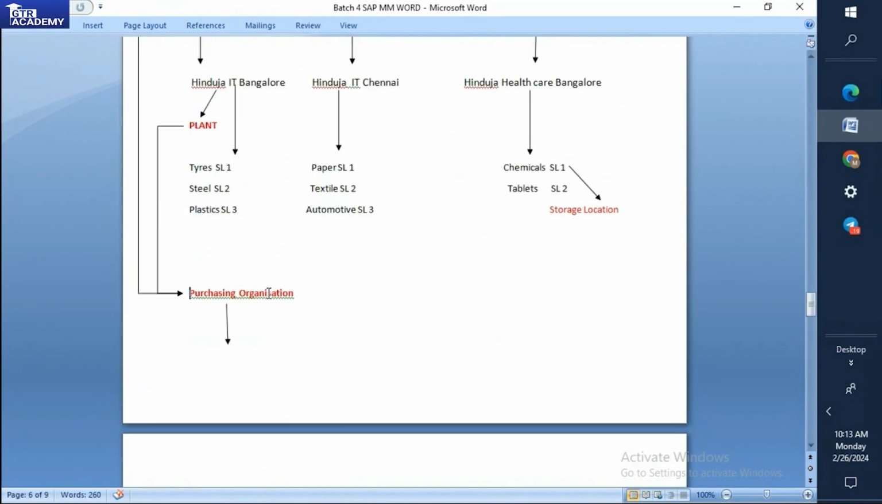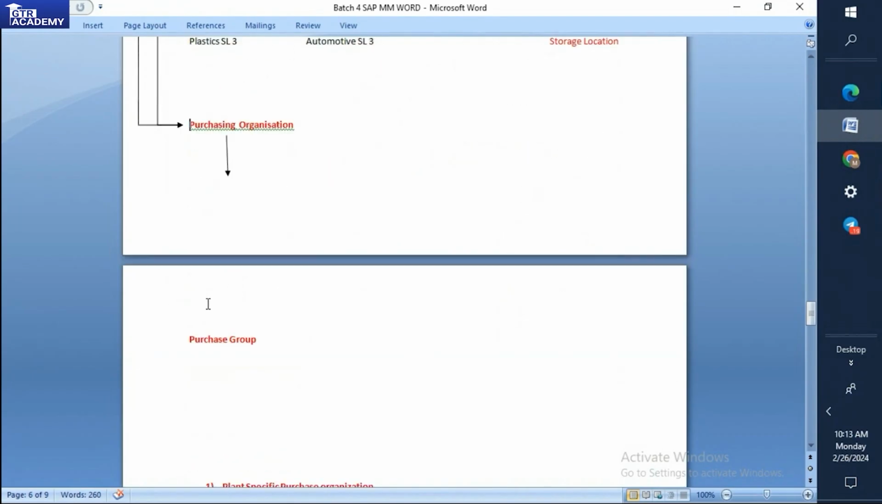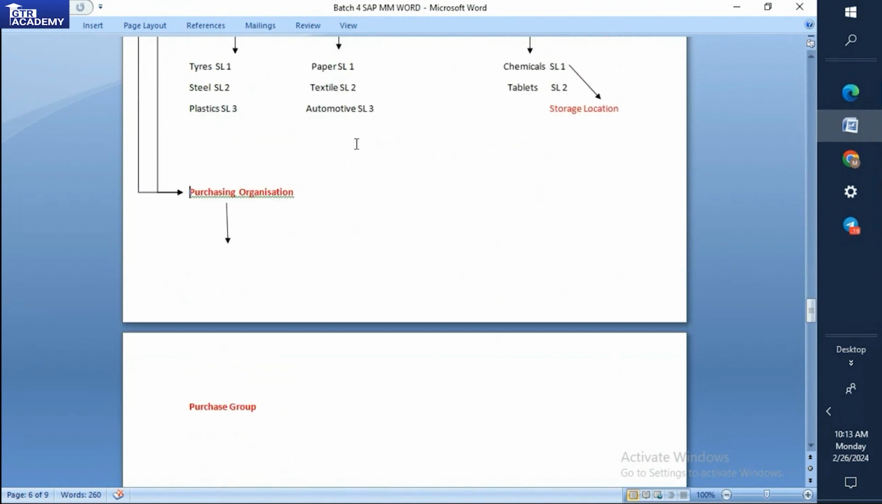See, in a system, what will happen whenever we create the company or company code? We have to link this company code to the company. And then whenever we are creating plant, storage location, and purchase organization, we have to assign or link them to the company code and then to the plant. But the purchase group is not linked to any of these organization units.